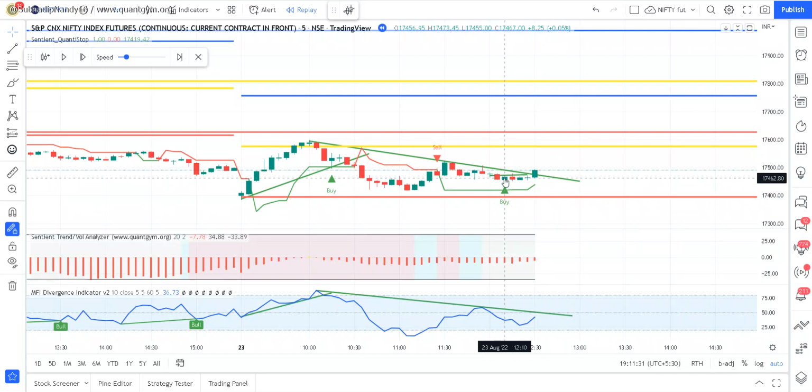Number one, your quantity stop has given you a confirmed buy signal. This trend line has been crossed. MFI still has not given you a buy, right? This one is still red. So either this one turns yellow or blue, or this one gives you a breakout. Then this particular signal will be confirmed. Let us proceed.